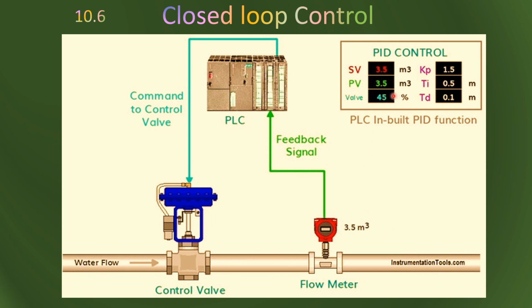One more thing you should keep in mind, this one we call the set point value. PV is the process value, like the output value, and here is the valve, suppose it is 45% open. Here if we are seeing, this is the proportional controller value, this is the integral time Ti, and this is the derivative time Td.